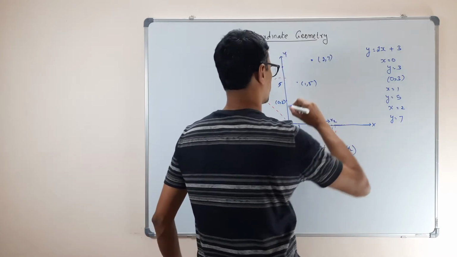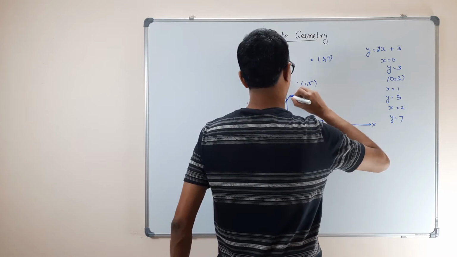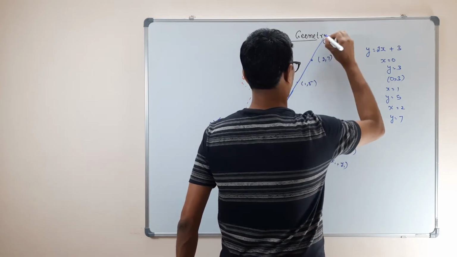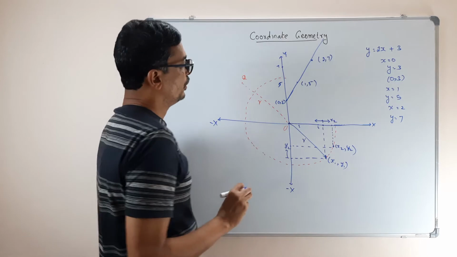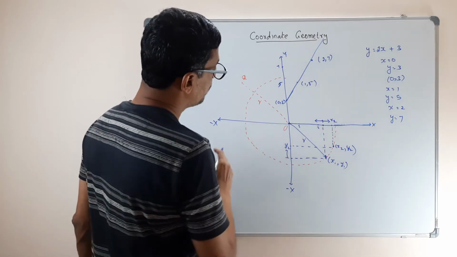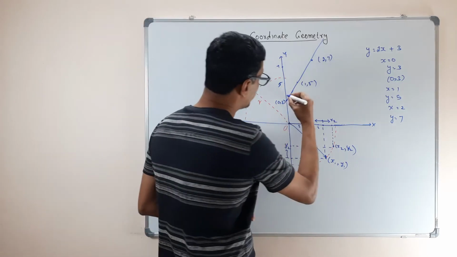This you have done in your 10th standard, right? So you will find all these 3 points will be collinear, correct? It's a straight line. So again, I will say this is also a set of points. Am I right?